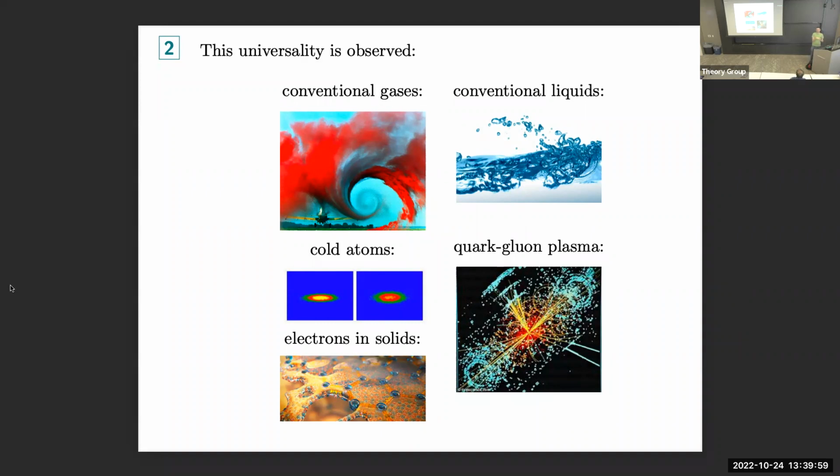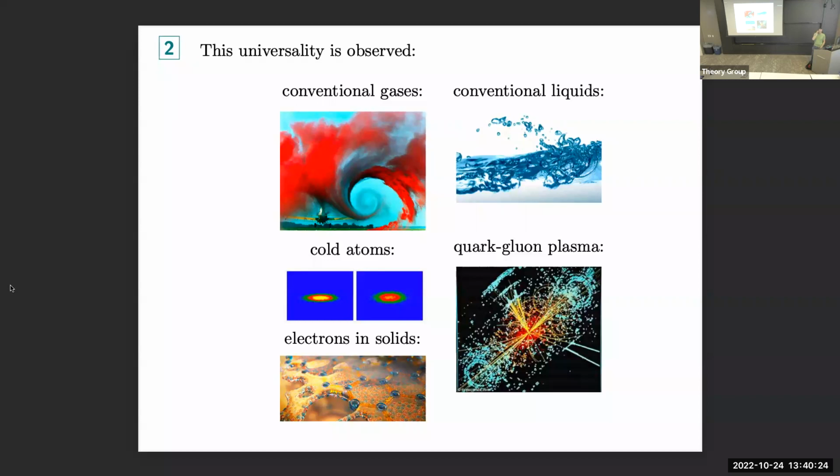You see that this cloud of atoms expands as a fluid with strong interactions and obeying hydrodynamic equations. In quark-gluon plasma that's created in heavy ion collisions, there's evidence for viscous hydrodynamics. Don't ask me much more about that system. I don't know much more than that.